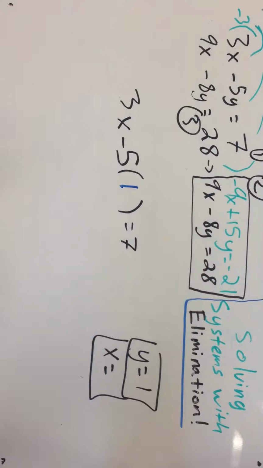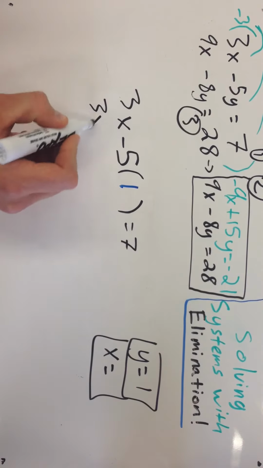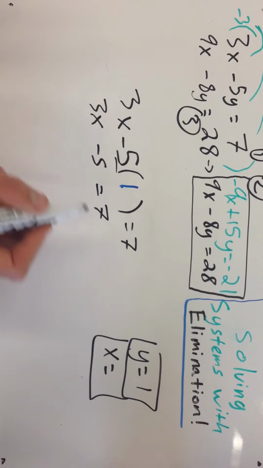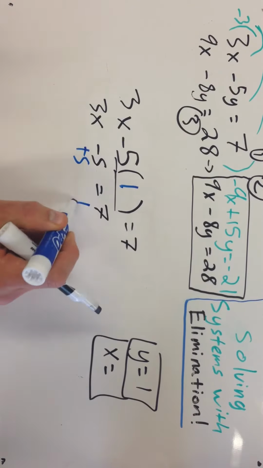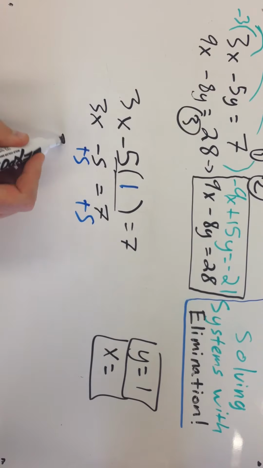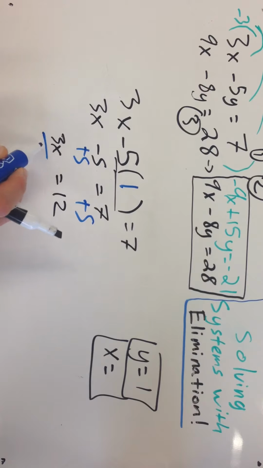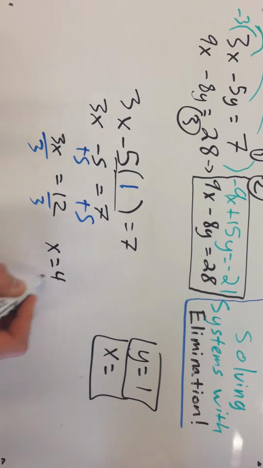Now all I have left in that equation is x. So I have 3x minus 5 equals 7 after I do that multiplication. I'm going to add 5 to both sides. And I'm going to get 3x equals 12. Divide both sides by 3. And I'm going to get that x equals 4.